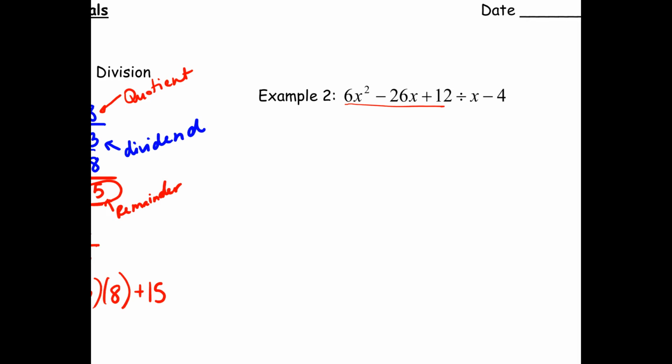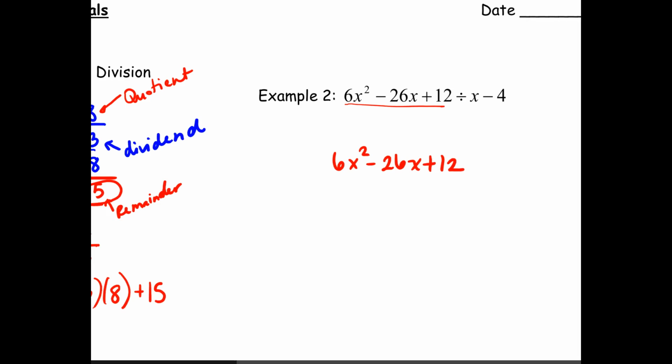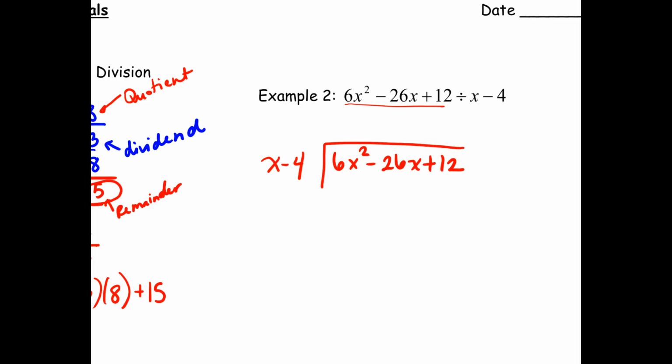Okay, so which one is the dividend? Which one goes underneath the bar? The x minus 4 or the big trinomial? Yep, the 6x squared minus 26x plus 12. And we're dividing that by x minus 4. Okay, now I know that you had to do this in Algebra 1, but it's probably been a while. Let's review, how do we do this process?